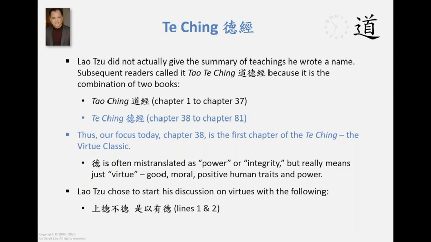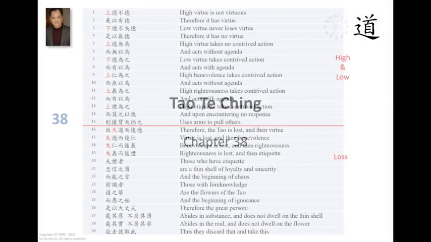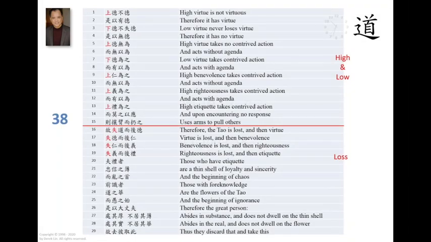For now, let's do a quick recap of what we did previously. As you may recall, previously we did a sectional analysis. It's a long chapter, as you can see, 29 lines, a lot longer than the other ones. So we divided it up into two logical segments, the top half and the bottom half. As I noted before, we highlighted all the similar characters and then noted that the first half is all about the high and low levels of different qualities including virtue, benevolence, righteousness, and etiquette.